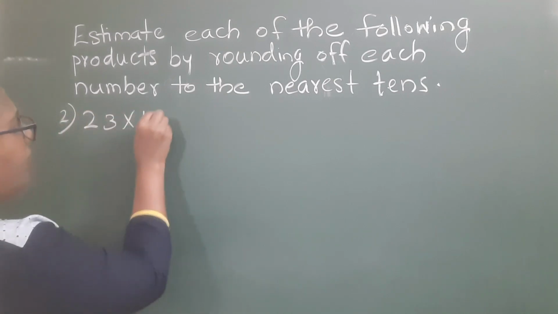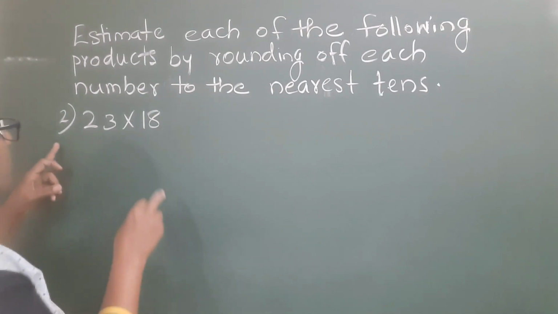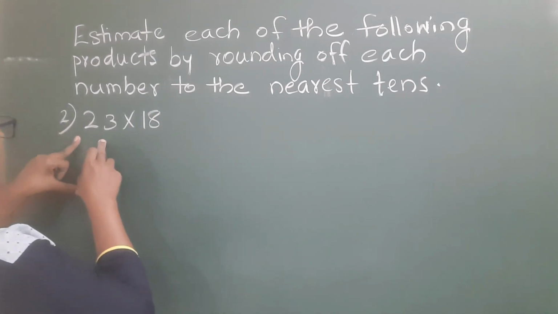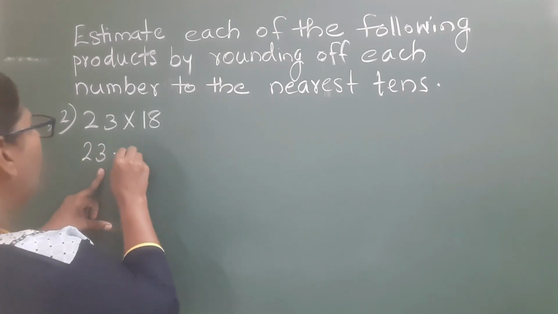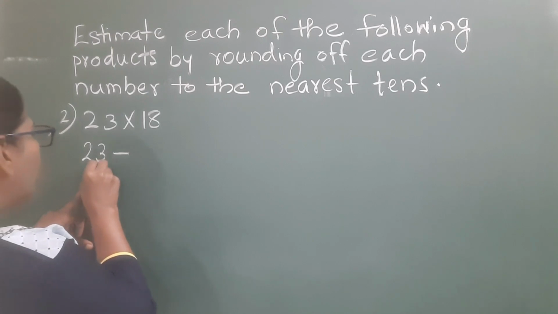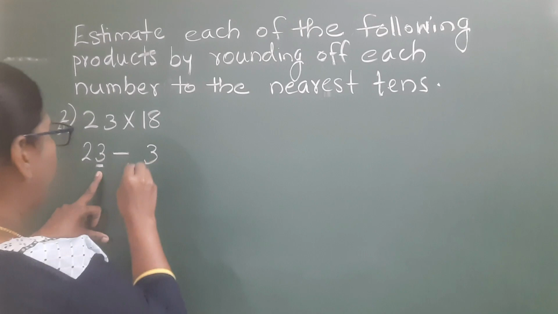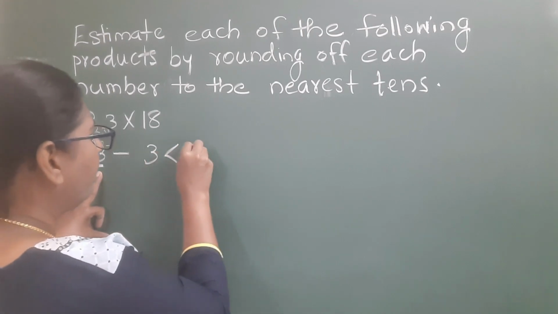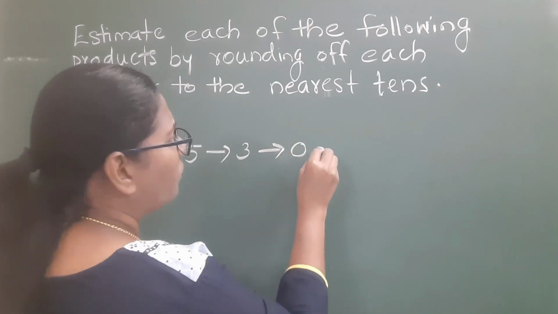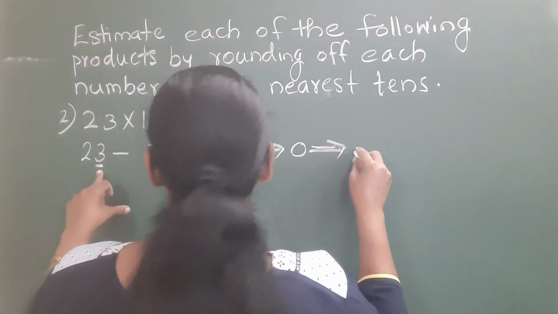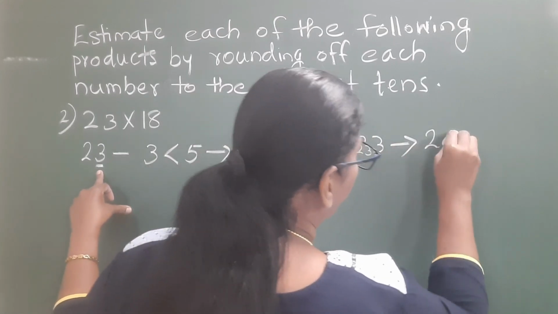23 into 18. So first we have to round off this 23. So let's write 23. In 23, this 3 is in ones place. So we have to see that 3 is less than 5. So 3 rounds off to 0. So 23 rounds off to 20.